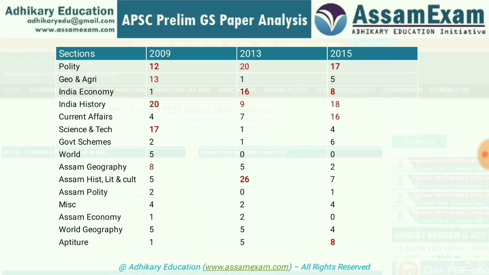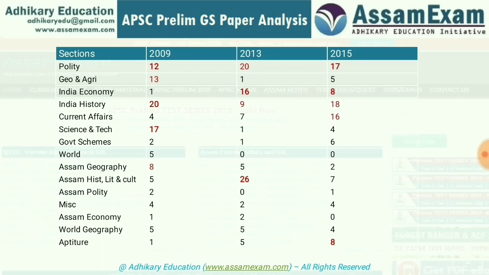Then in 2015, if you go to polity, as you have seen earlier also, polity is 17. From previous years also, if you see, the number is very high. So polity is one of the most important topics. But if you have only 1 month of time, maybe less than 1 month, then you should definitely try to focus more and more on polity topics.